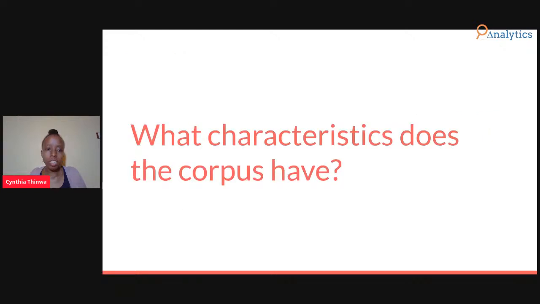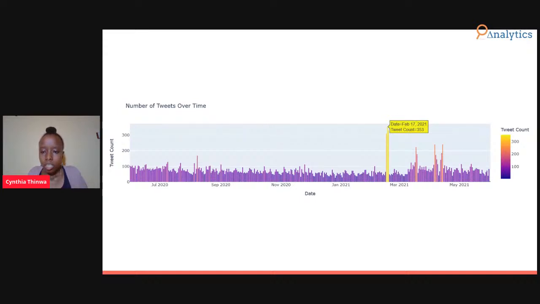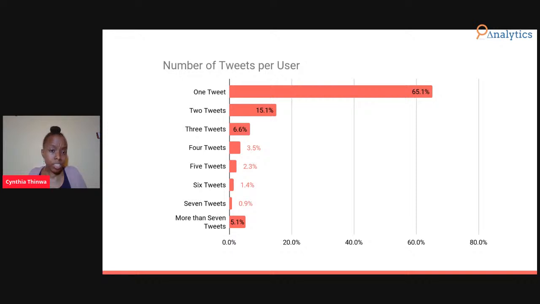So now that we went through that process of getting the data set, what are the characteristics? So this data set had 27,504 tweets, 26,810 conversations, and 8,320 speakers. So we can see that this is quite a decent amount of data for us to work with, and we have quite a large number of speakers. So if we look at the day with the most activity, that was February 17th, 2021, where 353 tweets were posted. And then an interesting thing that came out from this data was most users tweeted once.